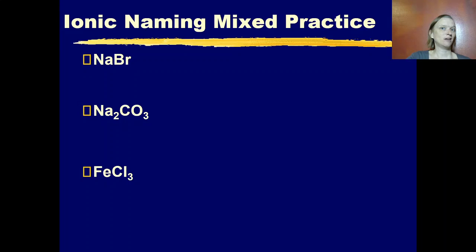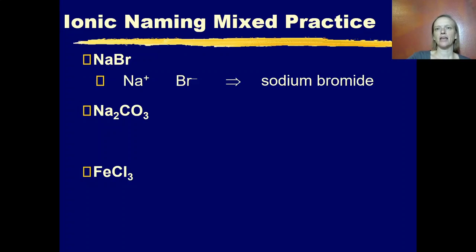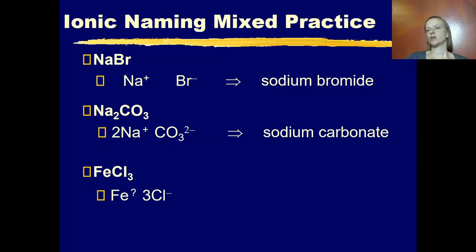Another 3 for you to try. Please pause the video. Sodium bromide has ions with those charges, so we name it sodium bromide. Sodium carbonate. These have fixed charges. Sodium always has a charge of +1. Carbonate always has a charge of -2. We just call it sodium carbonate.